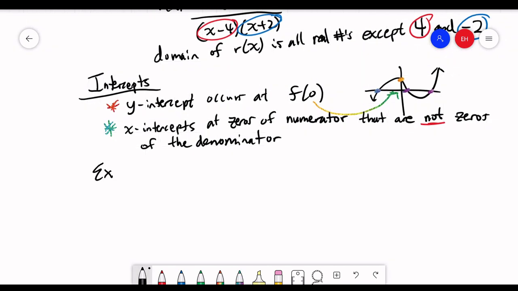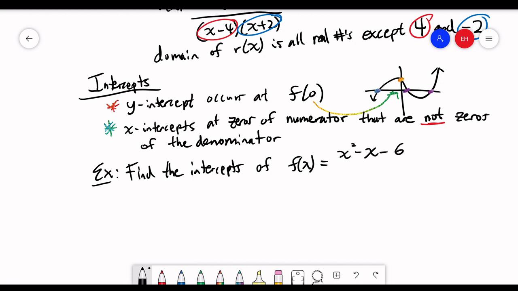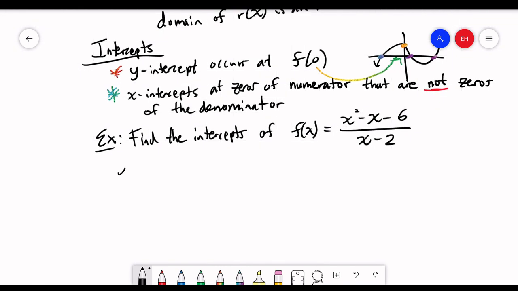So let's just look at a rational function here. We'll look at finding the intercepts for f of x equal to x squared minus x minus 6 over x minus 2. Let's start with the y-intercept because that's often the easier of the two. For the y-intercept, all we have to do is put in 0 for the x and see what comes out.